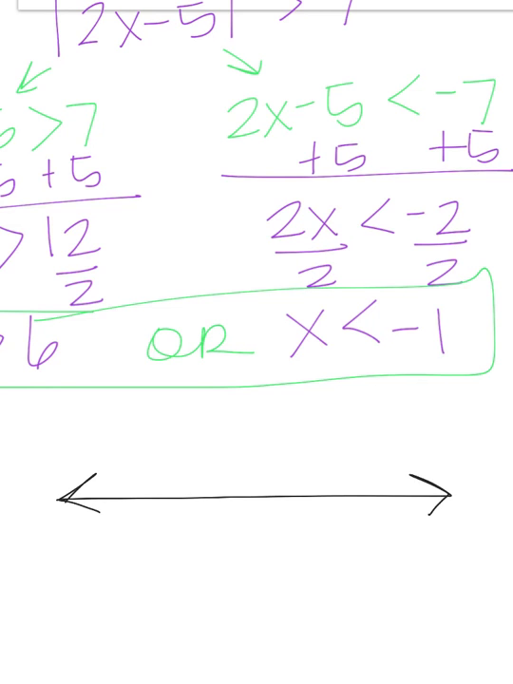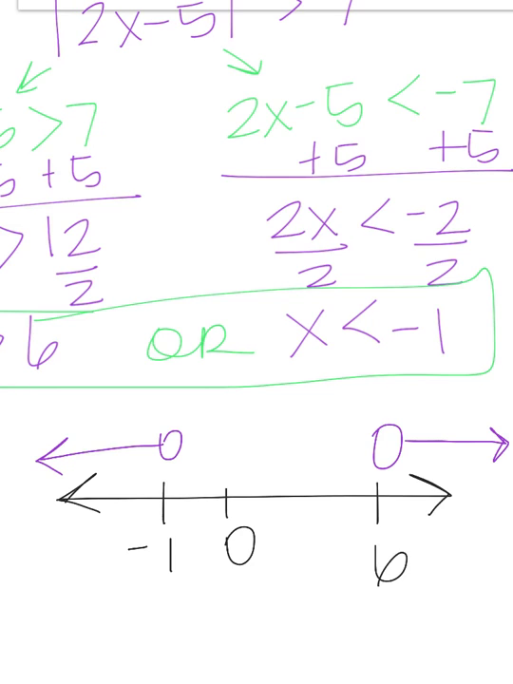So on my graph, I'm going to do negative 1, 0, and 6. They are both going to have that open circle. X is greater than 6, pointing to the right. X is less than negative 1, pointing to the left. So those are my two answers. So the first thing I did was isolate absolute value, and then I went to solve, and then I graphed. So make sure you have those written down.